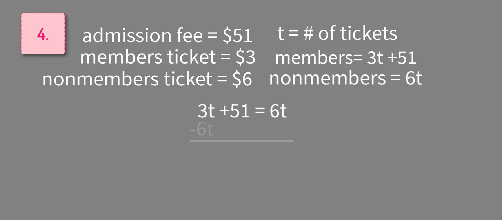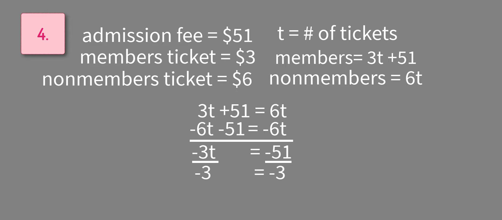So we'll subtract 6T from both sides and subtract 51 from both sides. 3T minus 6T is negative 3T equals negative 51, because we didn't have a constant on the right-hand side. We divide both sides by -3, and then T equals 51 divided by 3. That would be 17. So in order for non-members and members to spend the same amount on tickets, the total number of tickets would have to be 17 tickets.